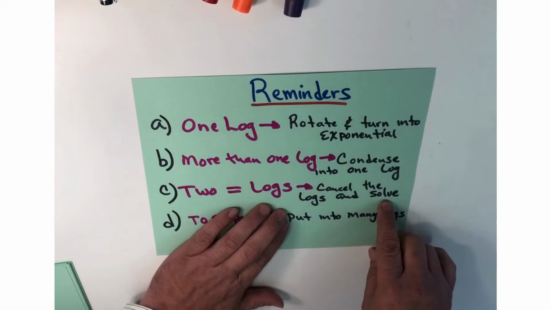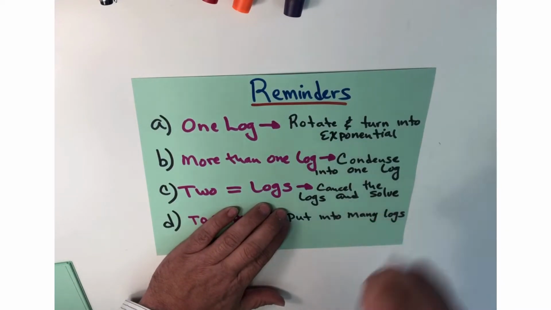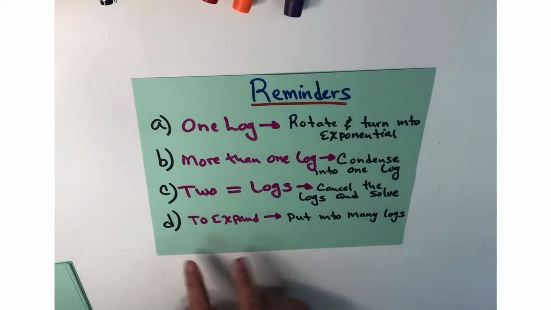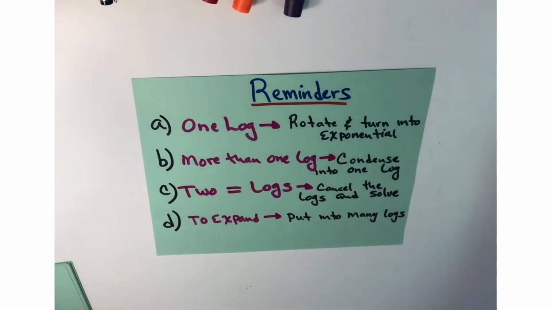Now remember that when you solve them, you're going to get some answers, and you need to go back and check them in the original to make sure that your logs are positive. Once again, logs cannot be 0 and logs cannot be negative. So anything related to the log cannot be 0, cannot be negative. Finally, I'll remind you again, to expand means to put it into many, many logs, and that we won't be doing today, but we've done in the past.